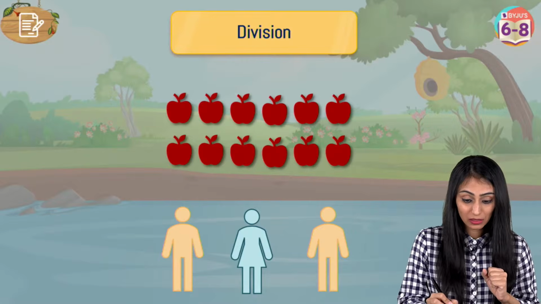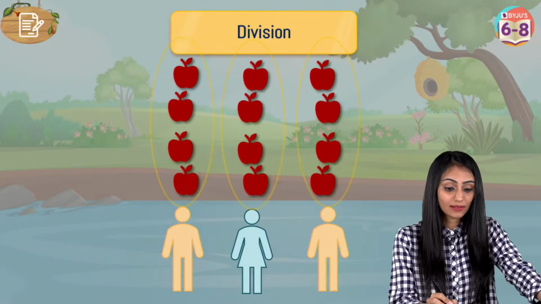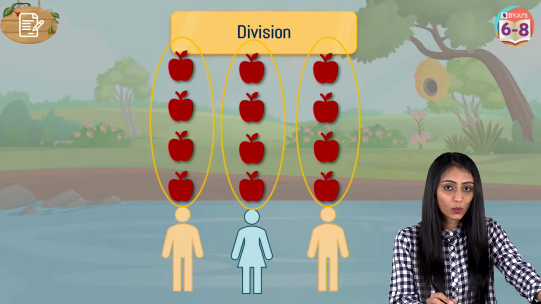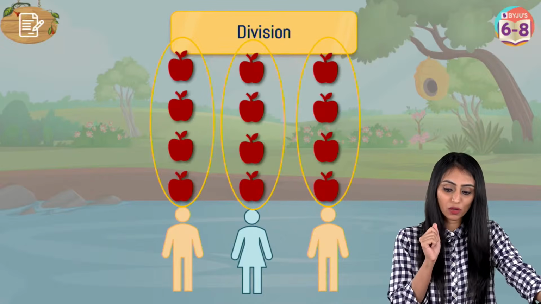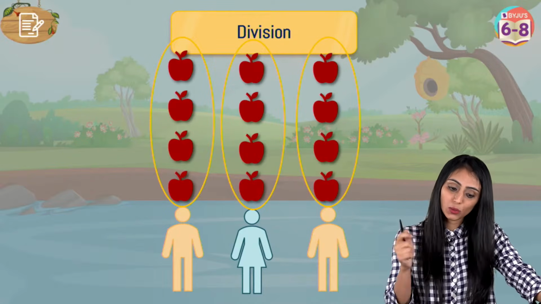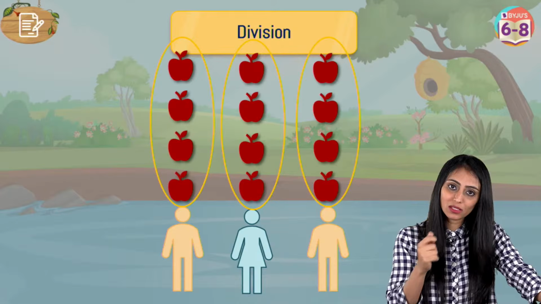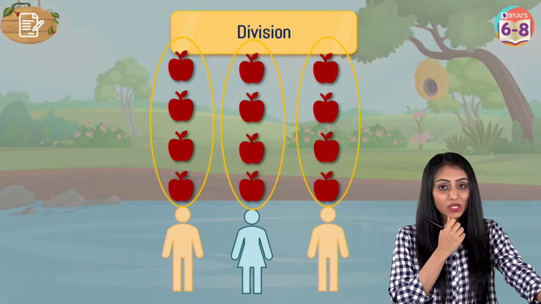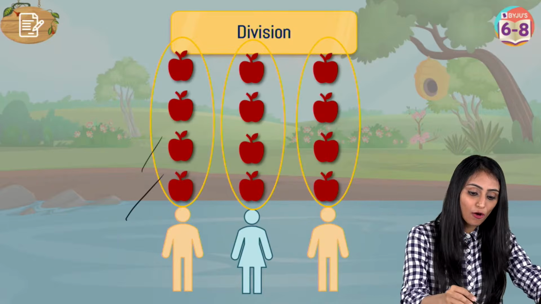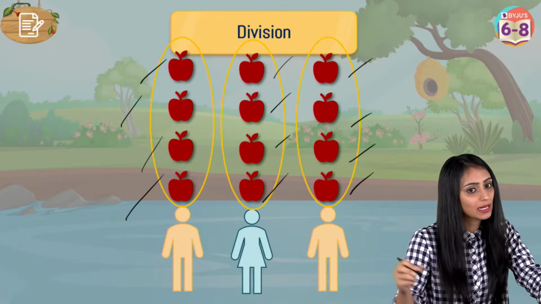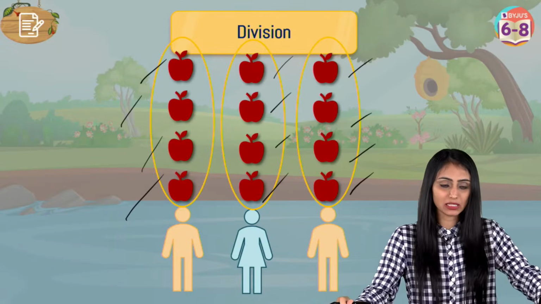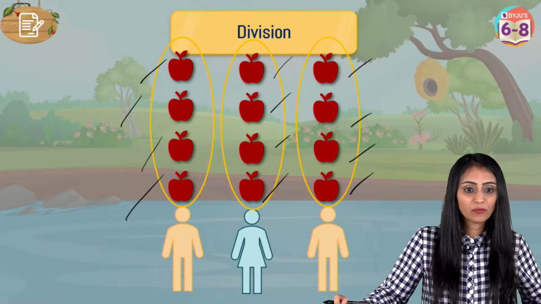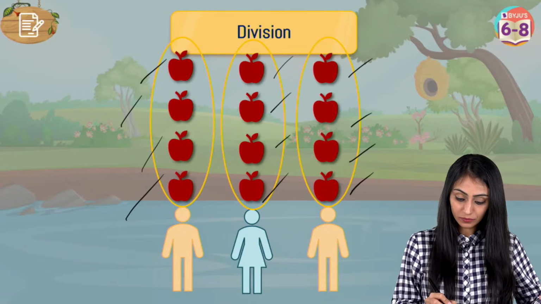So 12 apples are here, right? If I have to divide them among 3 people, what we can do is distribute one apple to each one of them. Again, one more apple to each one of them. Like this, we keep repeating this process until all the apples finish. And at the end, we see that each one of them is getting 4 apples, right? Absolutely, Sakshi, each one of them will get 4 apples, each group.